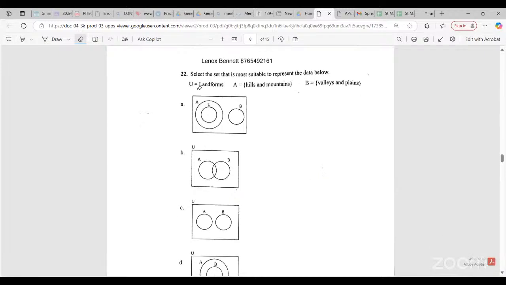Alright, first one says select the set that is most suitable to represent the data below. U represents landforms. A represents hills and mountains. B represents valleys and plains. So they are basically saying which of these Venn diagrams would represent this data given here. U represents the union, right? Which Venn diagram would represent the actual data?